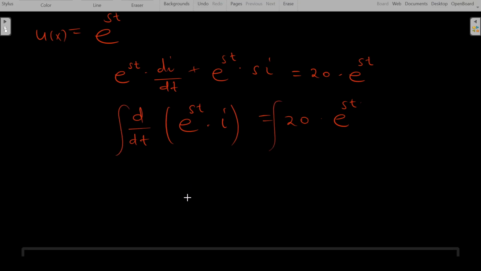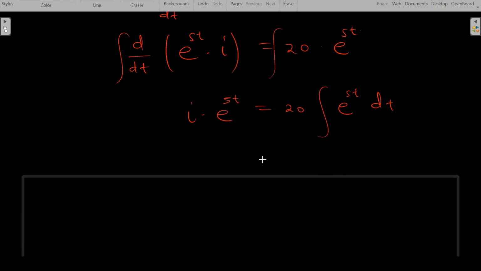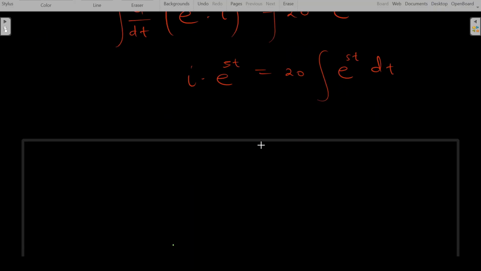Taking the integral of both sides, I multiplied by e raised to 5t should give me 20 multiplied by the integral of e raised to 5t dt. Remember, because it's a function of time. From this point, I'll direct you on how to integrate exponential functions. For this case, it's 20 multiplied by e raised to 5t, then differentiate the power of this exponential.